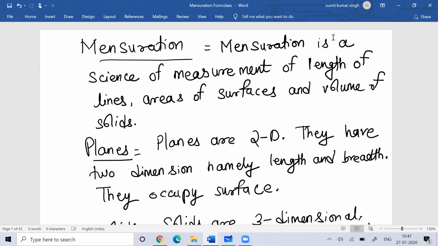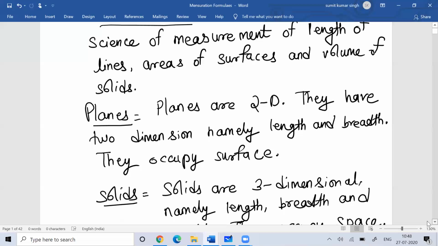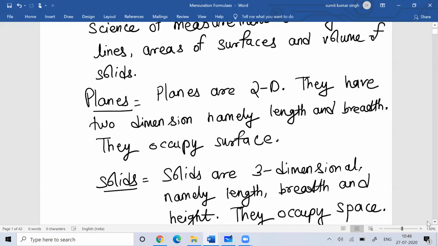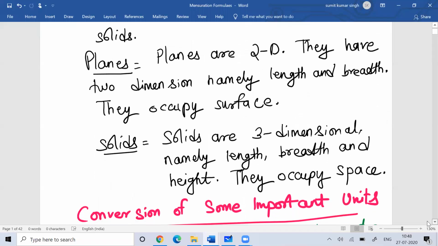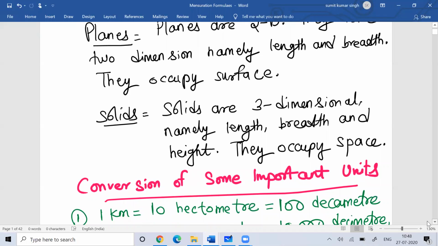problems on mensuration. When we talk about mensuration, it is the science of measurement of length, lines, area of surface, and volume of solid. To understand mensuration, we'll talk either in terms of planes or in terms of solids. Planes are two-dimensional and they have two dimensions called length and breadth, while solids have three dimensions, which are length, breadth, and height.